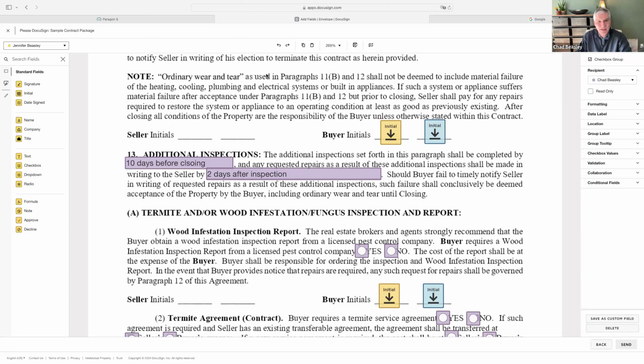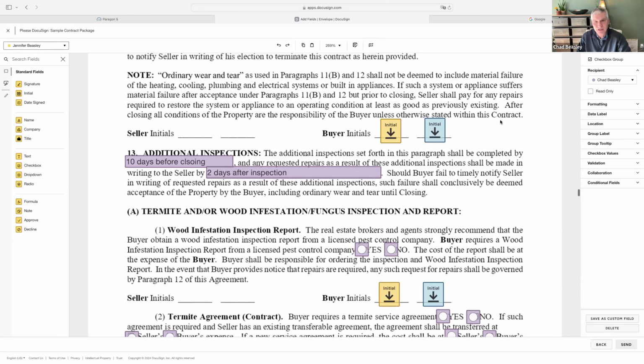Ordinary wear and tear, as used in the paragraphs above, shall not be deemed to include material failure of heating, cooling, plumbing, and electrical systems or built-in appliances. If such a system or appliance suffers material failure after acceptance under paragraphs 11B and 12, but prior to closing, seller shall pay for any repairs required to restore the system or appliance to an operating condition at least as good as previously existing. After closing, all conditions of the property are the responsibility of the buyer unless otherwise stated in this contract.